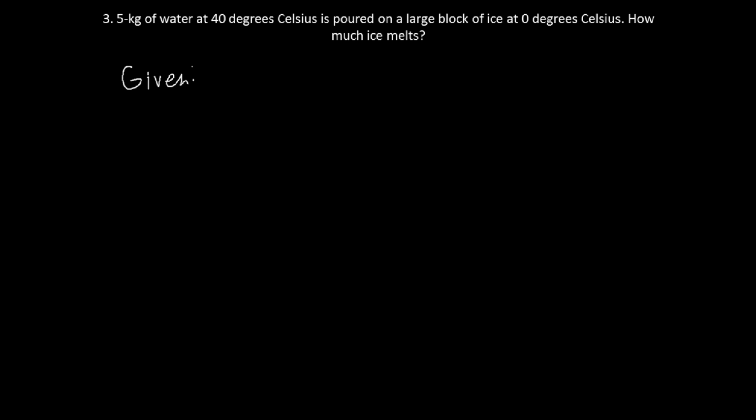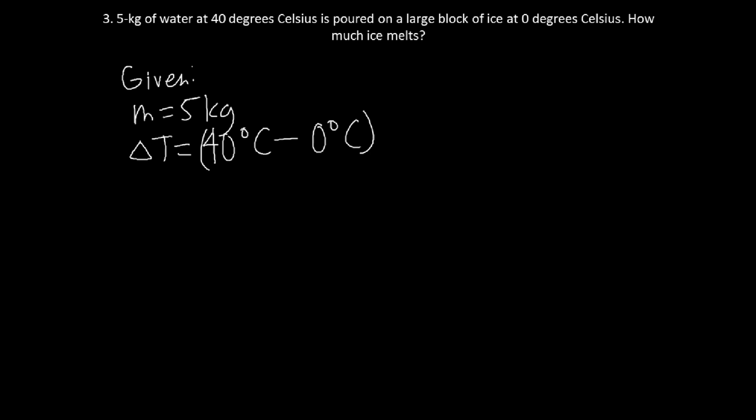So in here we're going to write the given. What are given to this problem? The mass of water, which is 5 kilograms, the delta T, which is the final temperature minus the initial temperature. So in here, the final temperature will be the 40 degrees Celsius, and then the initial temperature will be the 0 degrees Celsius, and then delta T will be equal to 40 degrees Celsius.